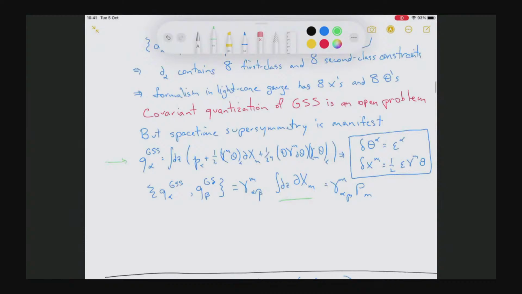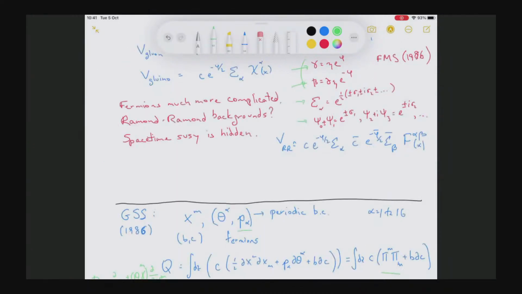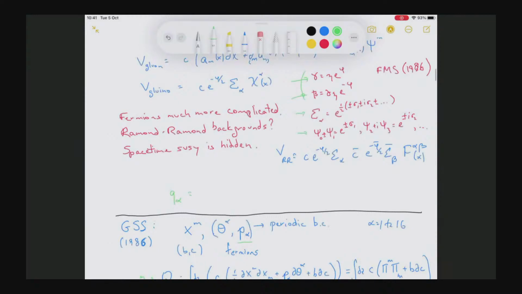Now that's different from the RNS formalism. If you compute Q alpha in this description, one can also construct a Q alpha. So Q alpha is essentially just the zero mode of the Ramond vertex operator. So it's something like the integral of dz e^(-phi/2) sigma alpha. That's a space-time supersymmetry generator, what's called in the minus a half picture.